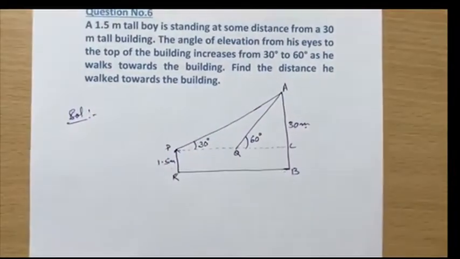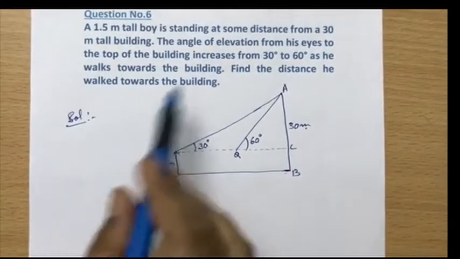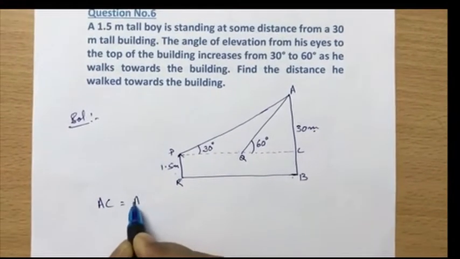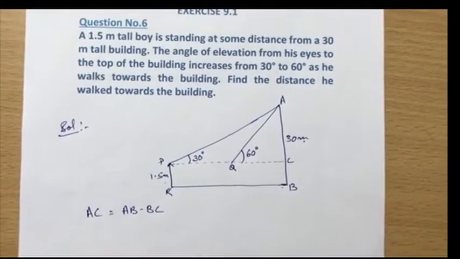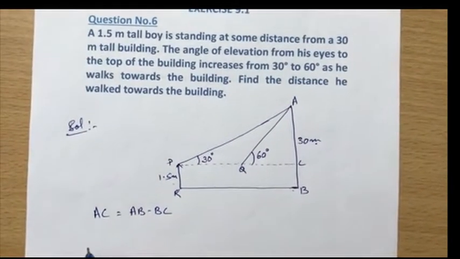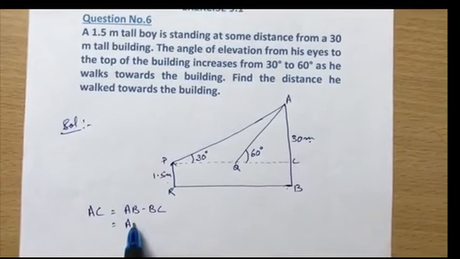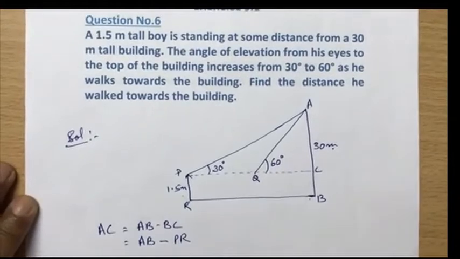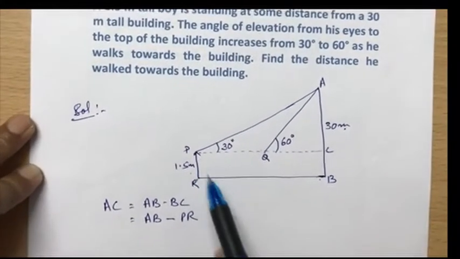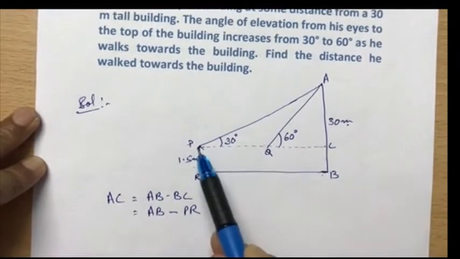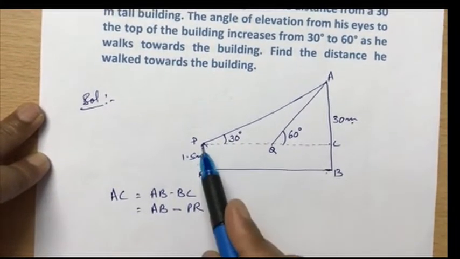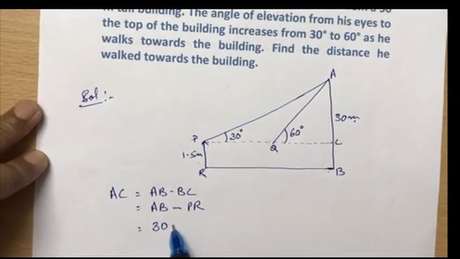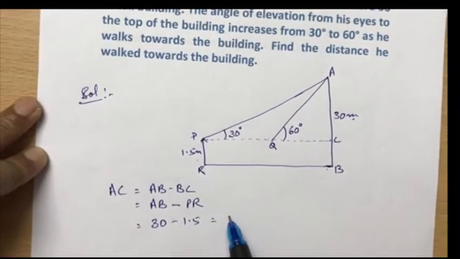Solve it. Okay, so from this diagram, what can you say? AC is equal to AB minus BC. Okay, but what is AB, what is BC? I can write in place of BC as PR. Okay, this is BC and this is PR. Sure. So what was PR? It is 1.5. So I can write it is 30 minus 1.5, which is equal to how much?